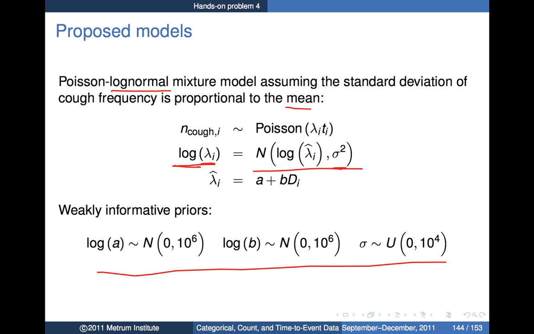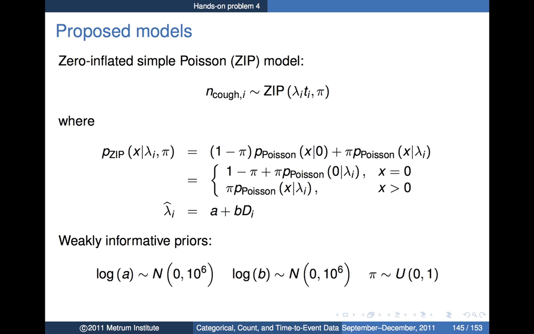So we've got 3 cases so far. One for our standard Poisson, and then we've got two competing models that will be consistent with the overdispersion we saw. Let's take a look at a third case, and that's the zero inflated Poisson model.